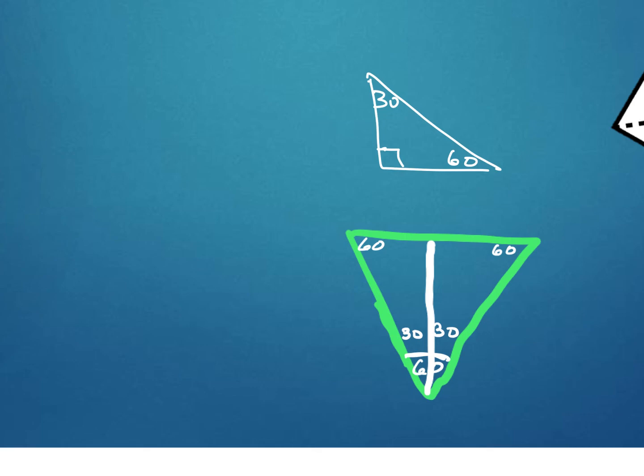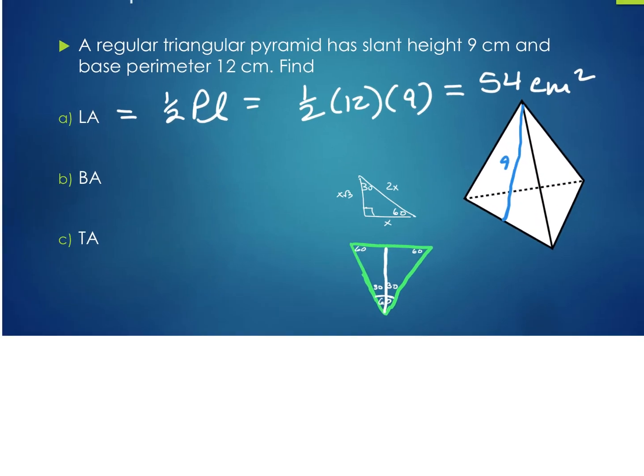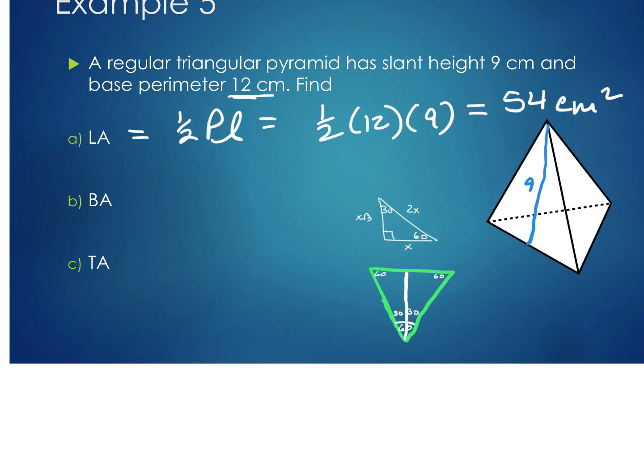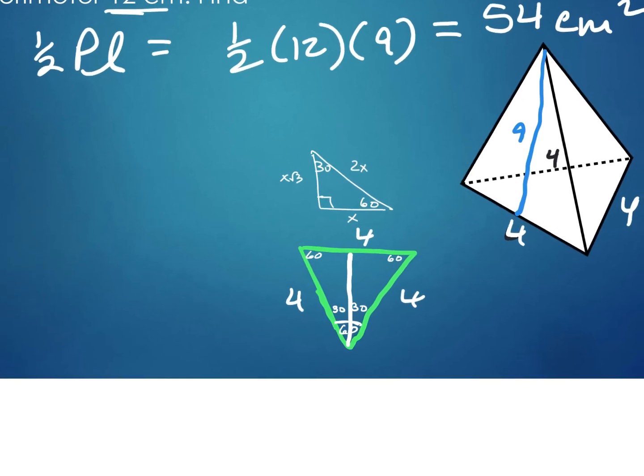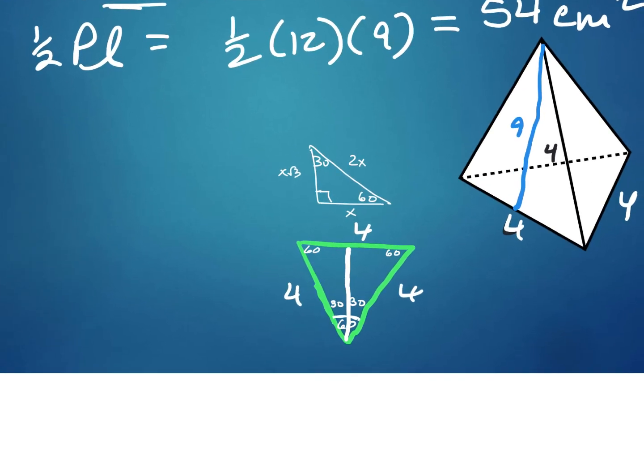Remember, across from the 30, we could say that's x, 2x, and this is x root 3. Well, in my triangle, they told me all of these sides added up to be 12. So that tells me all of these sides are 4. So all of these have a 4 here on my base shape here. So once I put it back in here to my special right triangle, if this one is 4, then I know this is 2 and 2. And then my height, which is what I was looking for, is going to be 2 square root 3.